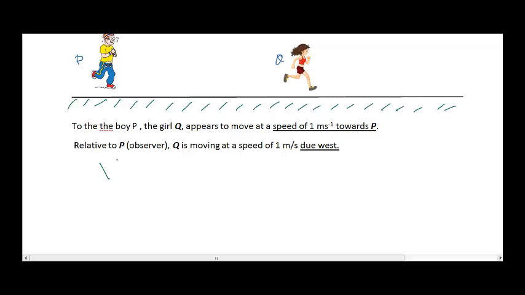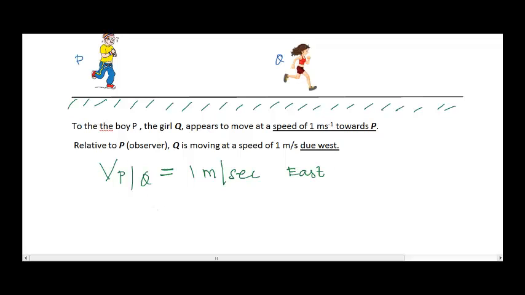So we can represent the velocity of P with Q as observer. You can write Vp given Q. This is the velocity of the moving person P with Q as observer. So this is nothing but 1 meter per second. Since both are moving towards east, this is also towards east only.